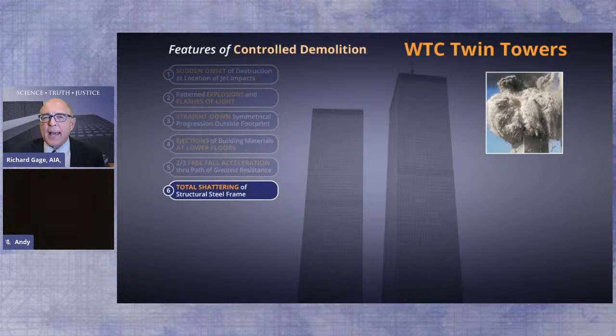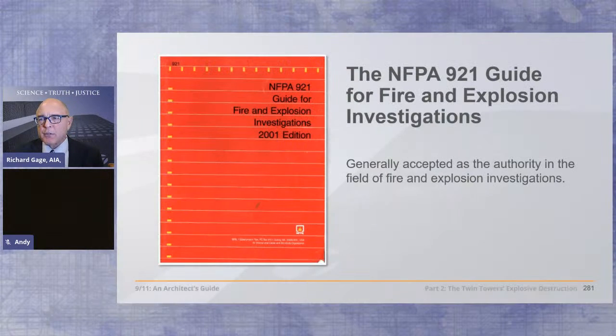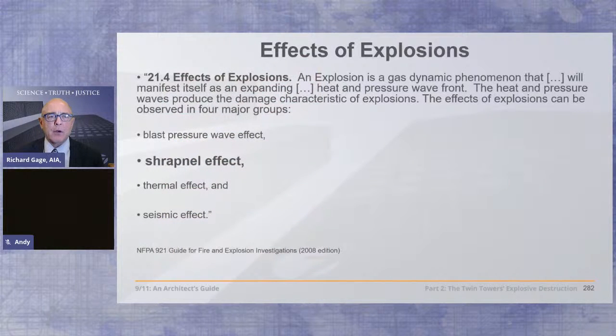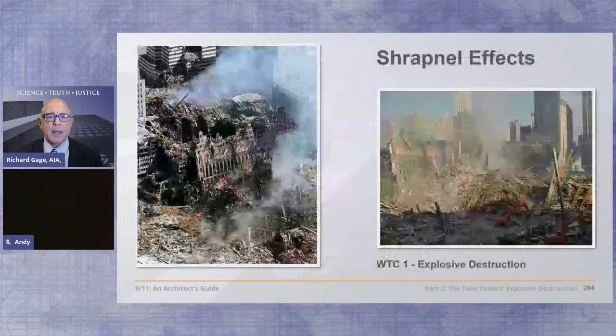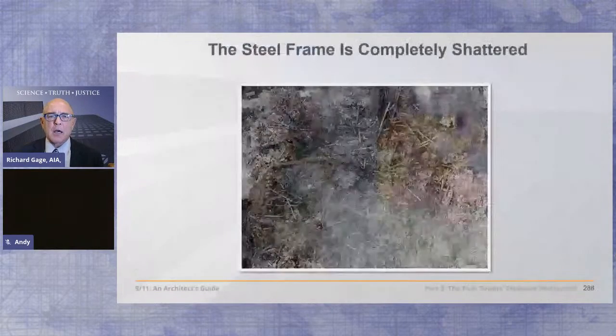Now, do we have feature number 6, the shattering of the structural steel frame? Well, the National Fire Protection Association Guide 921 for fire and explosion investigations, the guide used throughout this country for fire and explosion investigation, says, look for shrapnel effects, one of the effects of explosions, high order damage characterized by shattering of the structure, producing small pulverized debris with the building completely demolished, debris thrown great distances. And that's exactly what we have. The complete shattering of the structure from top to bottom, save these remaining shards on the side.